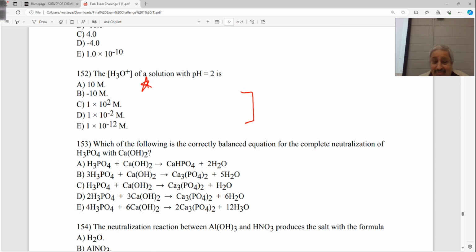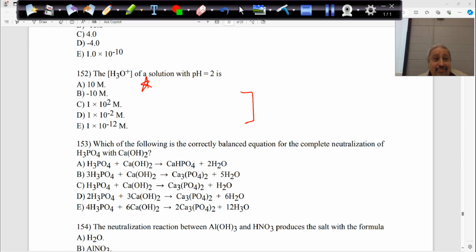Is it D? Okay. Do I agree? Yes, I do agree. The answer is D. I looked at them quickly, and the answer is D. So you have to review this one here. If you still have problems balancing chemical equations, that will come on the ACS exam.